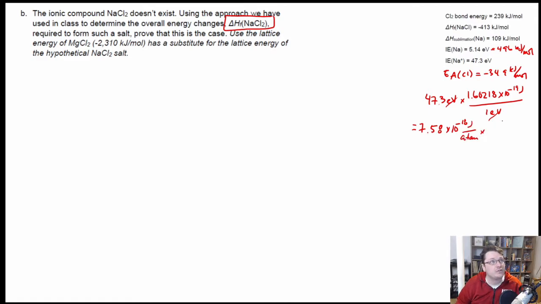Multiply that by Avogadro's number, so 6.02 times 10 to the 23rd atoms over moles, right? Atoms cancel, so what we get then is 7.58 times 10 to the negative 18 times 6.02 times 10 to the 23rd comes out to being 4,563,160 joules per mole, right? And so if we convert that into kilojoules, divide that by 1,000, what we get is 4,563 kilojoules per mole, right?